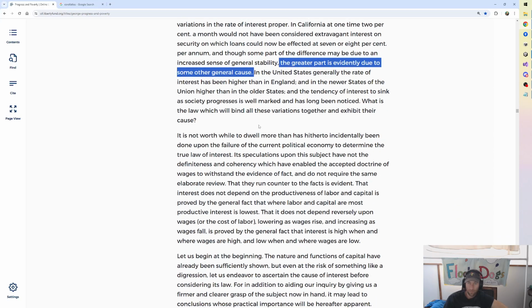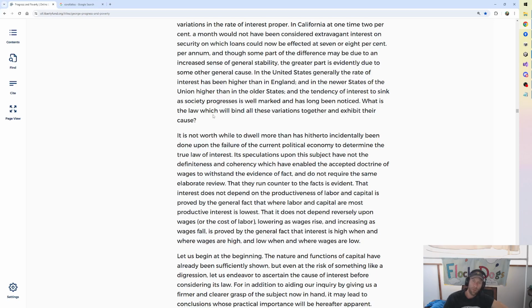Well, I'll grant that, George, but I'm not sure. In the United States generally, the rate of interest has been higher than in England, and in the newer states of the Union, higher than in the older states. And the tendency of interest to sink as society progresses is well marked and has long been noticed. What is the law which will bind all these variations together and exhibit their cause?